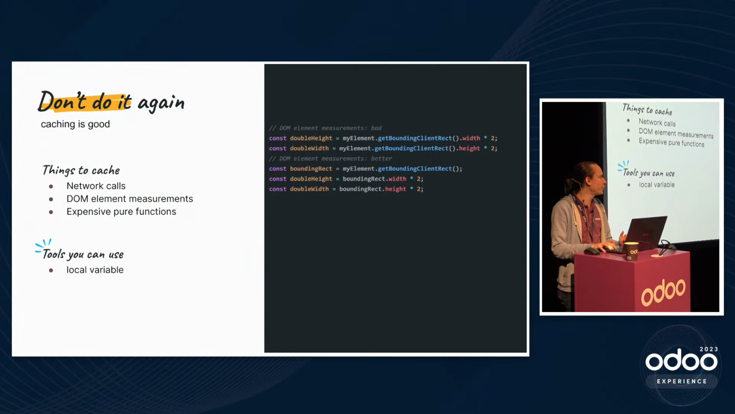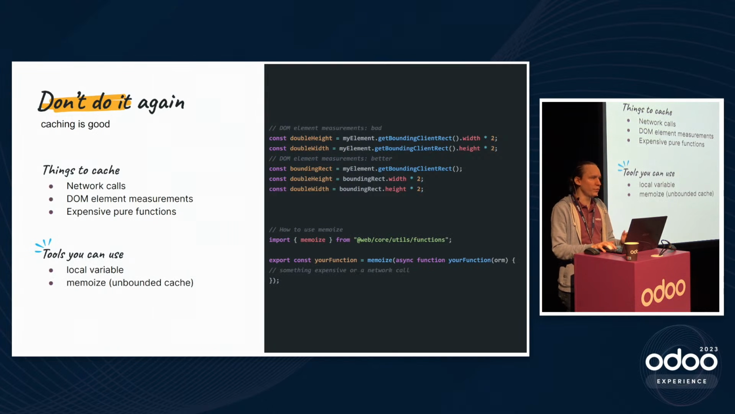So there are a few tools that you can use to keep things in cache. The first one is the most basic and blunt tool. Just use a local variable. Here I have an example where we're measuring the dimensions of a DOM element. Instead of doing it twice, once for the width and once for the height, just store this in a local variable. Keep using it for the rest of the function. If you're writing synchronous code, you're sure that this data is valid for the entire execution of the function.